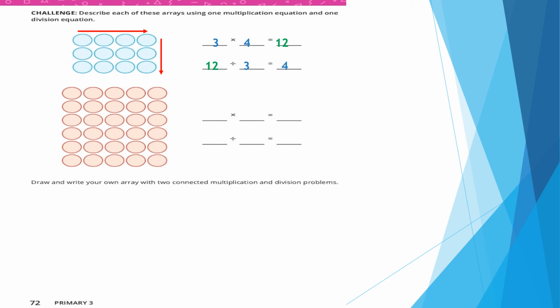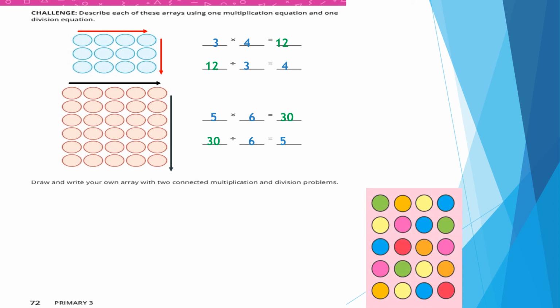Now let's move to the next one. We have here in the row 1, 2, 3, 4, 5. We have 5 balls, and in the column we have 6 balls. So the multiplication equation will be 5 times 6. We multiply row by column or column by row. They are the same. 5 times 6 equals 30, and the division equation will be 30 divided by 6 equals 5.